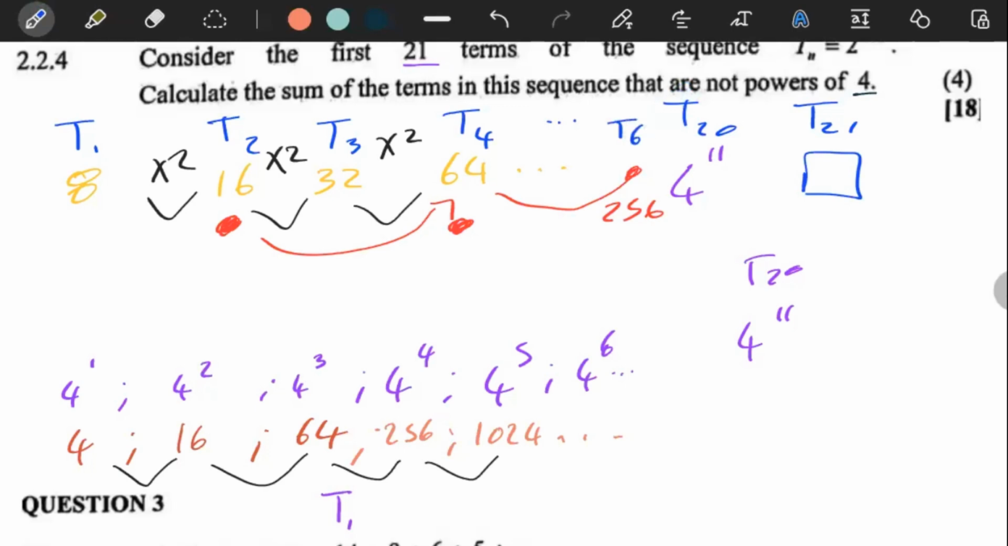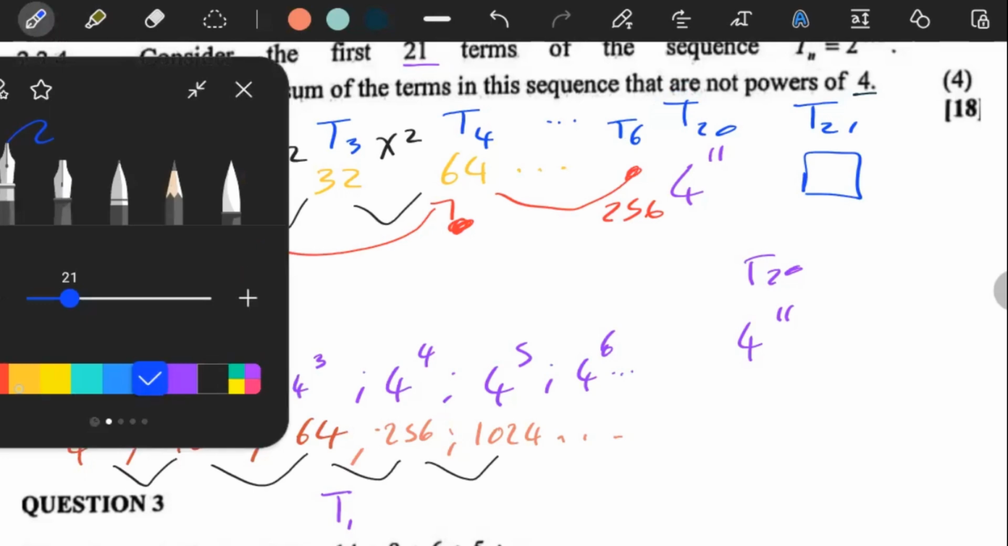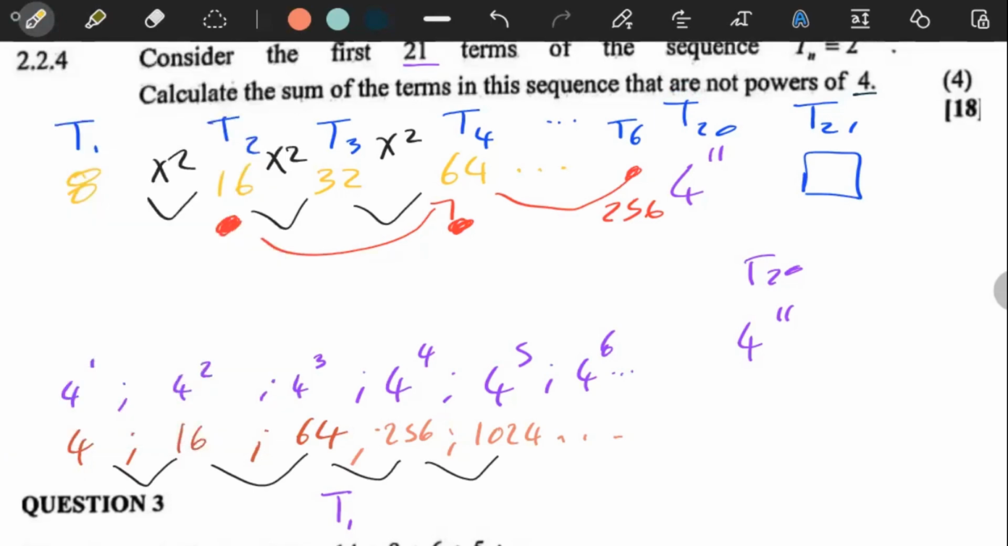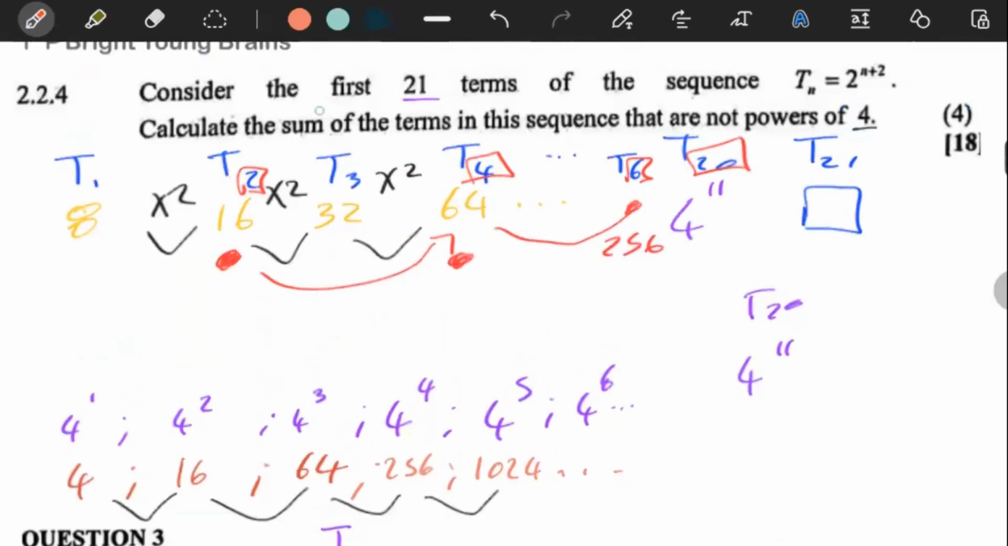So what I want you to note is that terms that are in position 2, 4, 6, 8, 10, going on and on and on, those will all be powers of 4. Hence why T20 is also a power of 4. So the question again, consider the first 21 terms in the sequence, calculate the sum of the terms in the sequence that are not powers of 4. Okay, so the ones that are not powers of 4.